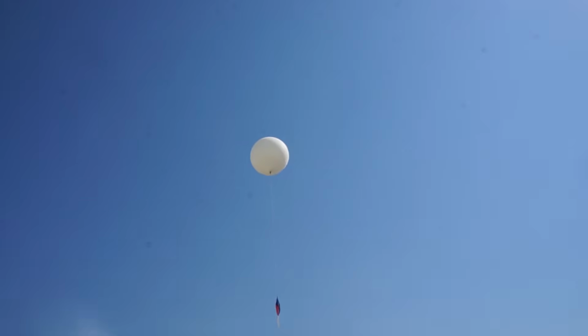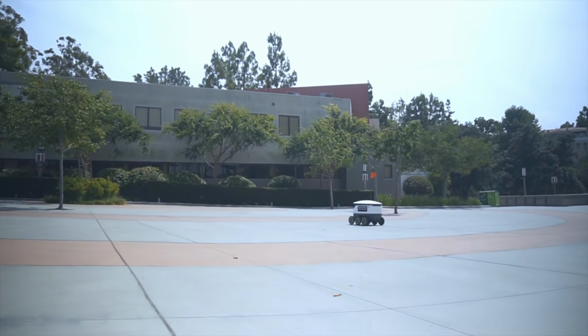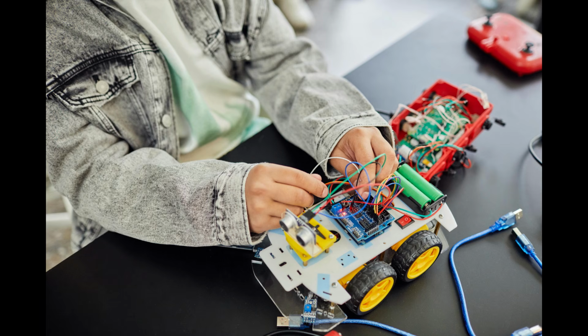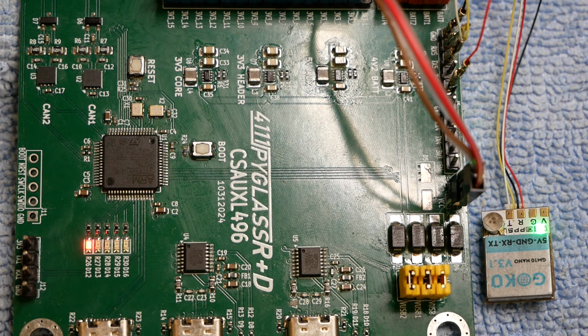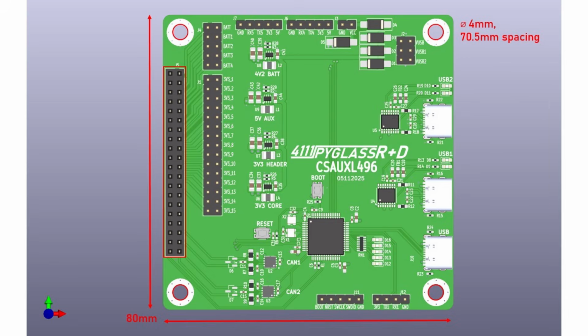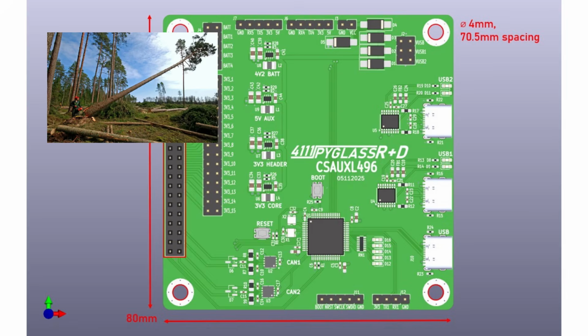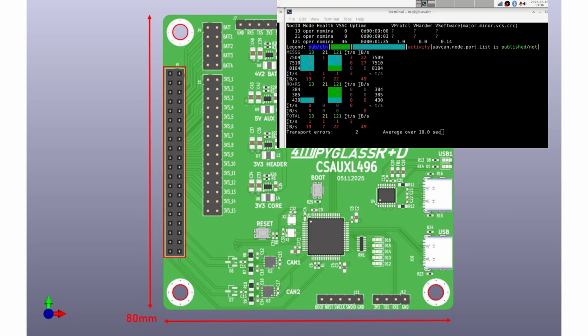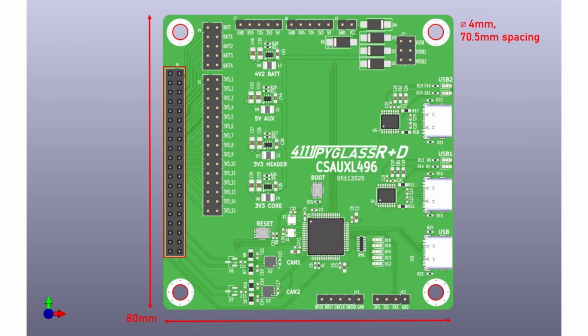For simple missions, balloons, UAV payloads, robotics, you don't need full power management or complex avionics. You just need clean power, communication, logging, and a control station link. The auxiliary board already does all of that.